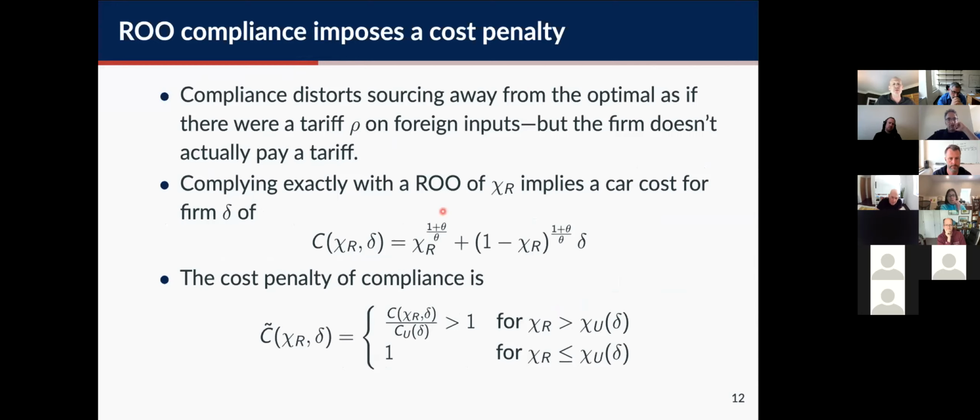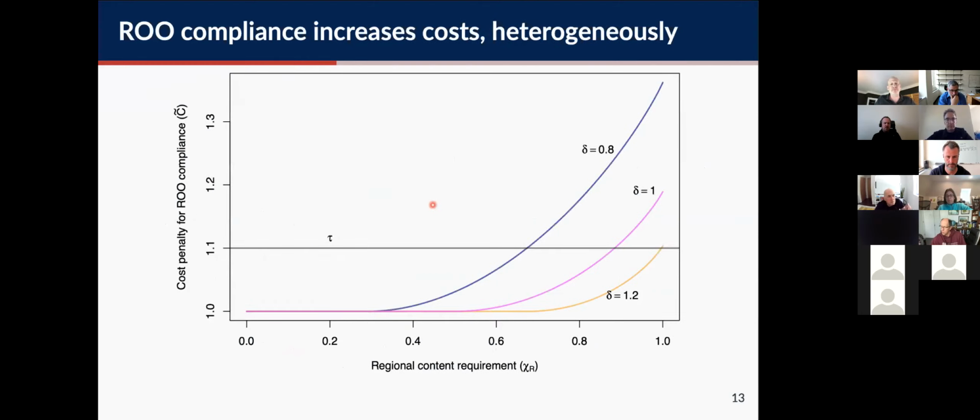Okay, and then here are the resulting cost shares. The main thing I want to focus on is the cost penalty that a rule of origin chi-r is going to induce, which is this term right here. By what percentage is it going to increase your cost? I'm just going to show it graphically. So this is what we have here.